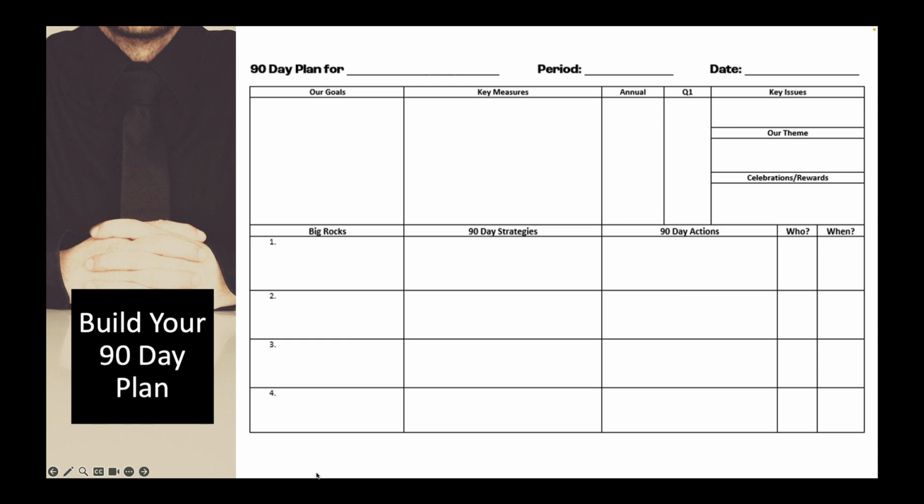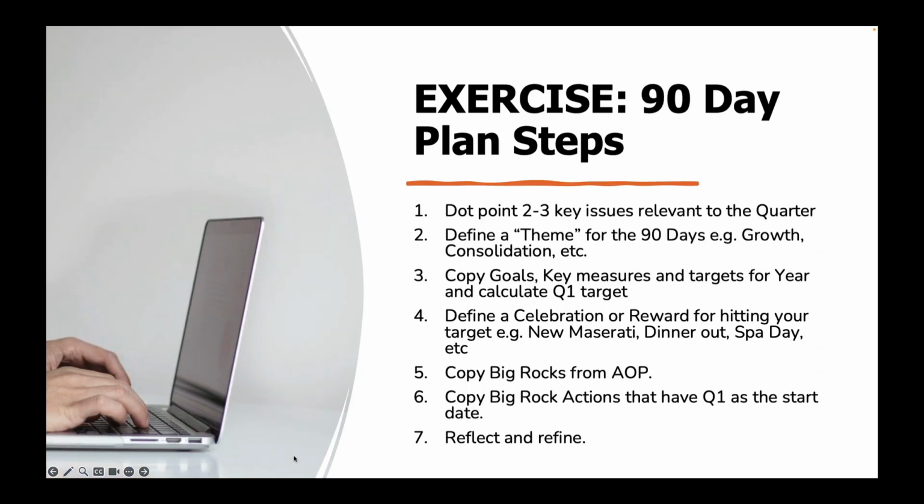So the process for building a 90-day plan is to just think about what are two or three key issues relevant to this quarter. They could be anything. They don't have to be what's in the AOP. Look back at your annual operating plan, look at some other stuff, and it could be just need to get on top of my marketing, or need to build some momentum, or all those sorts of things could be there.